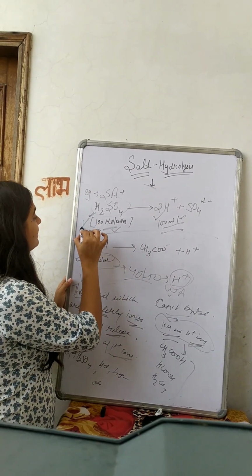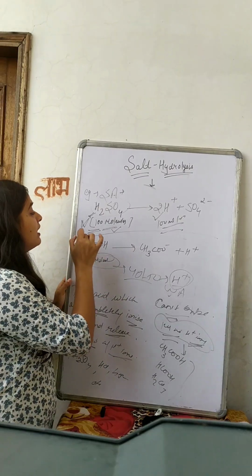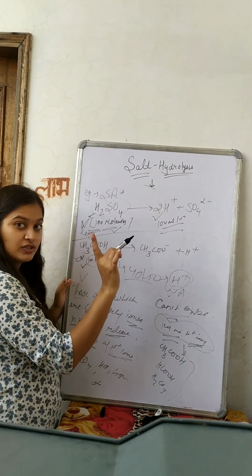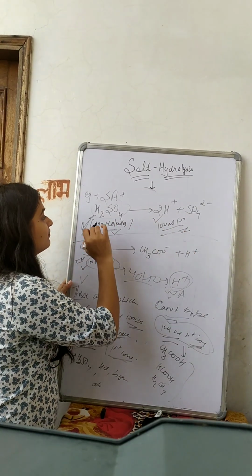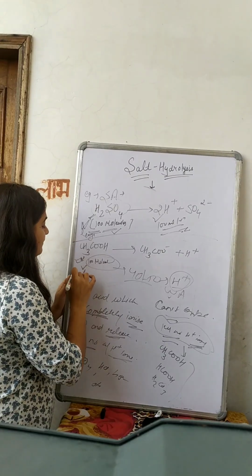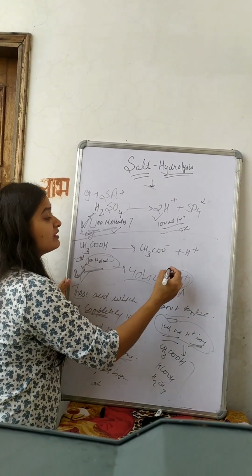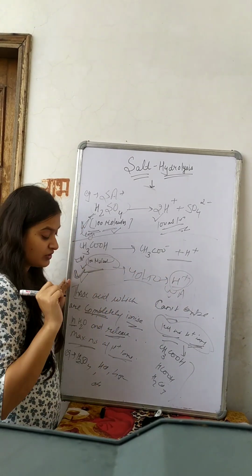Okay, so what is the difference between the strong acid and the weak acid? Strong acid basically means which produces a large number of H positive ions in its solution. And what are the weak acids? Weak acid basically means which produces a smaller amount of H positive ions.